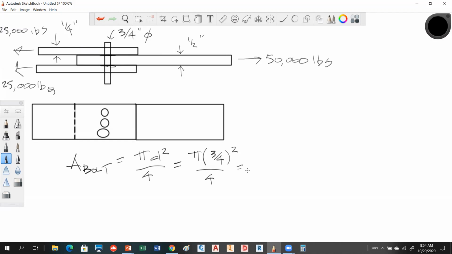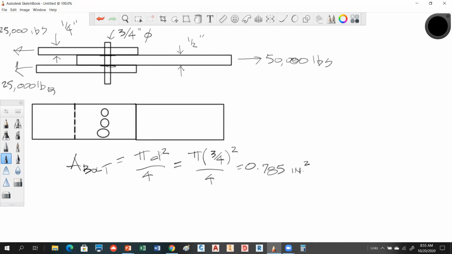So 3/4 squared times pi divided by 4. I get that's, let me see, 0.785 inches squared. You guys agree with that number? Anybody questioning that? So the 3/4, why? That's up here, Jacob. That's the diameter of the bolt. Okay. So D represents diameter in this equation.